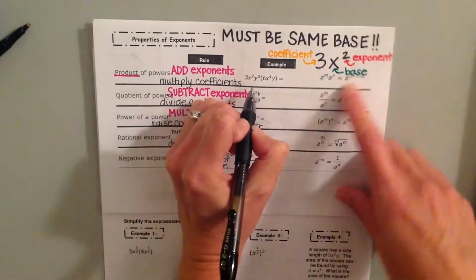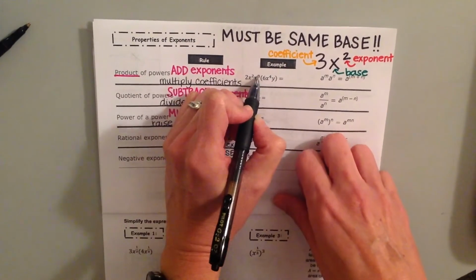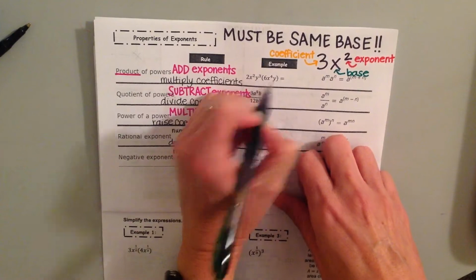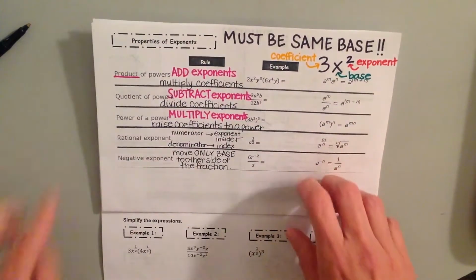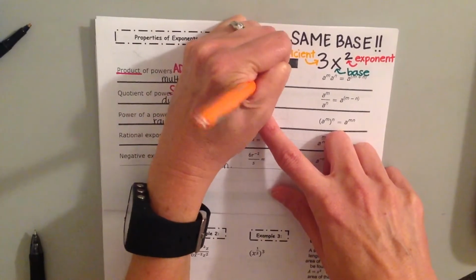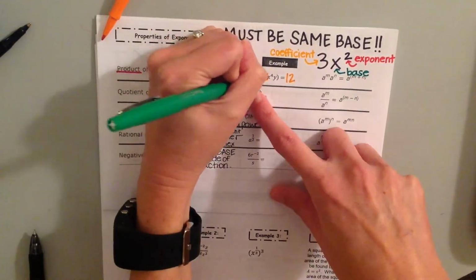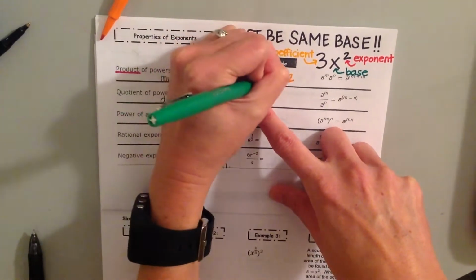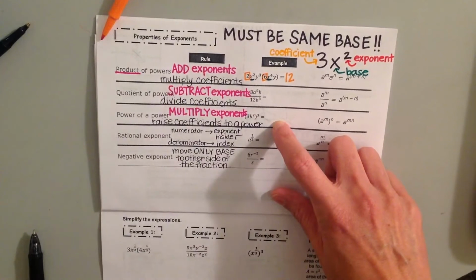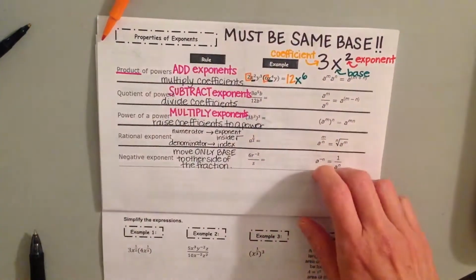Okay, so let's look at our example here. I've got 2 times x to the power of 2 times y to the power of 3. All of that being multiplied by 6 times x to the power of 4 times y. So we are going to multiply our coefficients, 2 and 6, to get 12. Now I'm going to look at my next like base. I have x squared times x to the 4th. Those are like bases, so I'm going to add the exponents. So I'm going to add 2 and 4, and I'm going to get x to the power of 6.